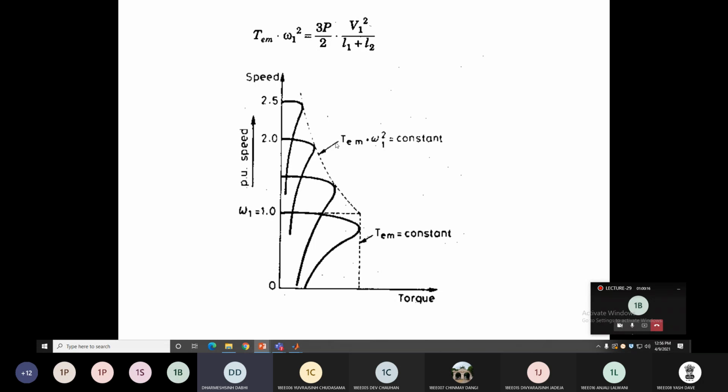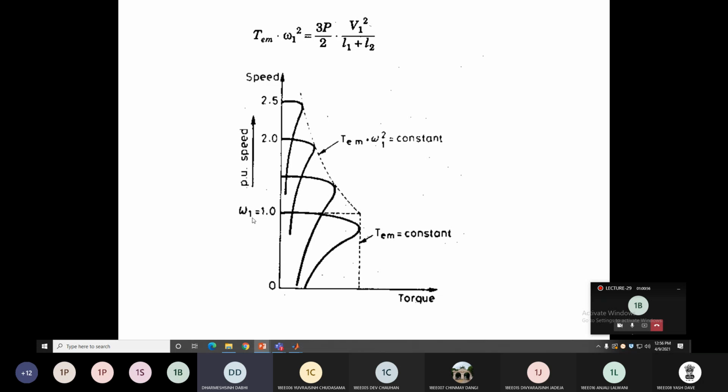So for different values of speed, let's see the characteristic. You can see that the product of Tem, the electromagnetic maximum torque, and the angular speed omega 1 squared, that product remains constant at different frequencies. It means that it will change the maximum torque, because this product remains constant. If you change omega 1 or the frequency, then it will change the torque of the induction motor. So let's try to understand by this torque speed characteristic.